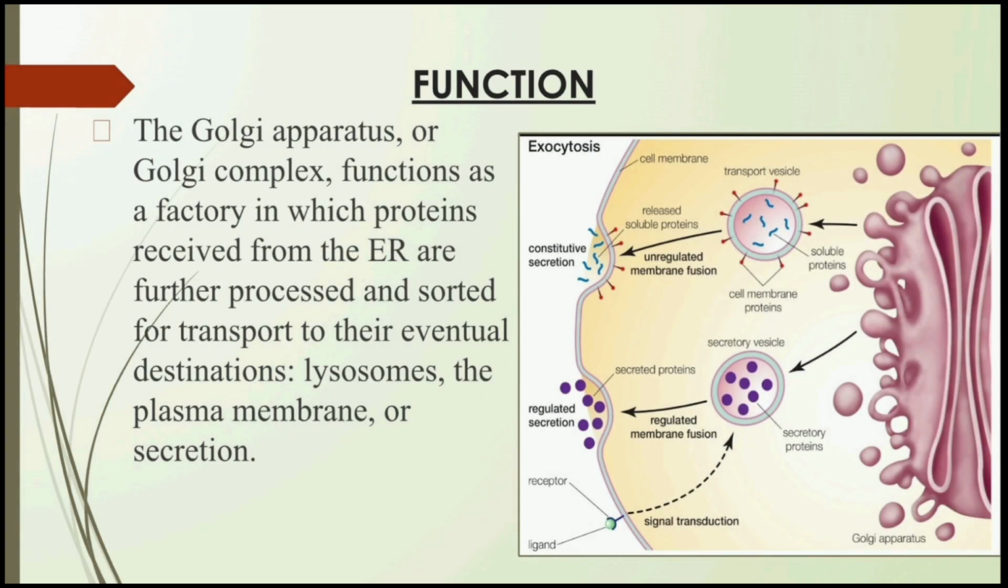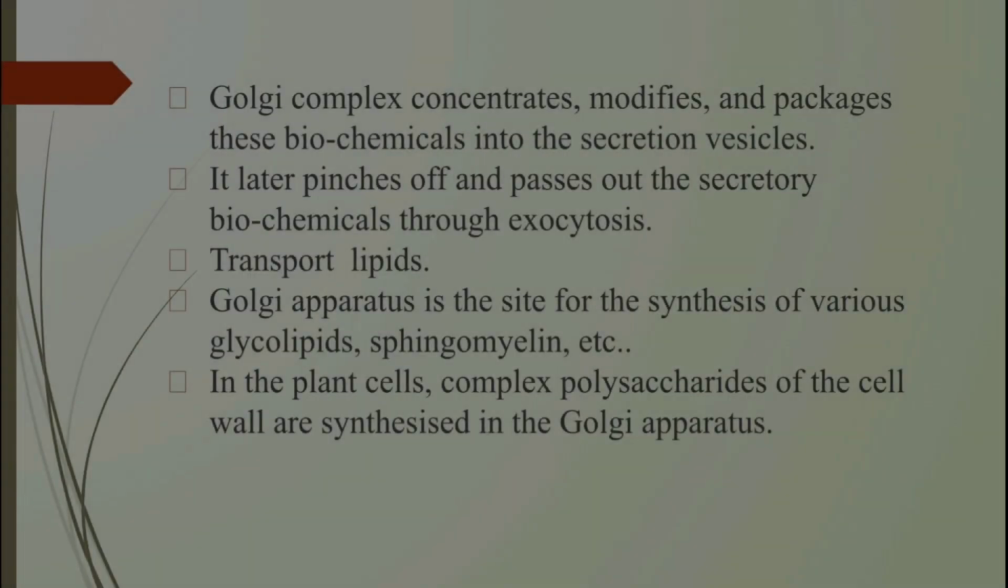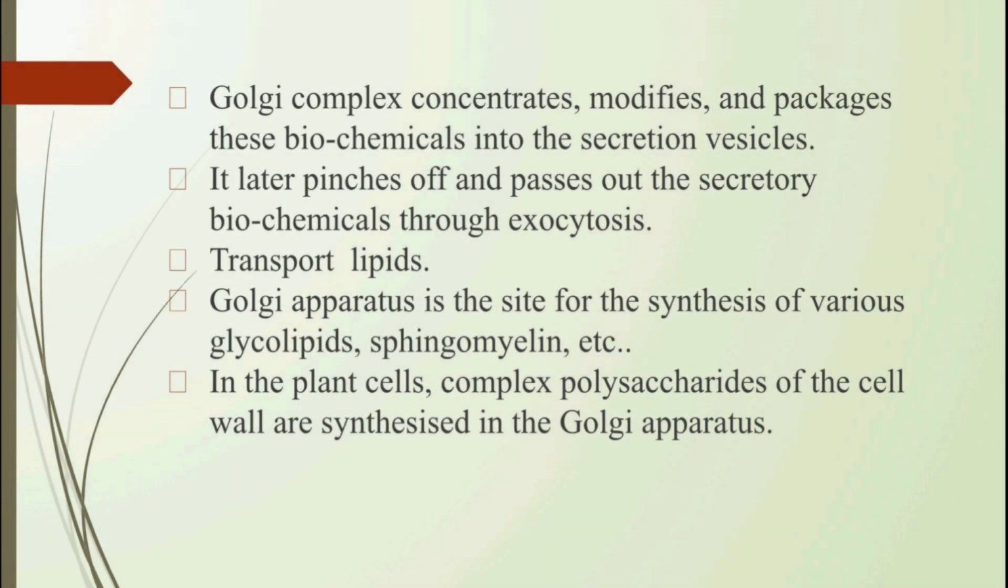Next, functions of Golgi complex. It functions as a factory in which proteins received from the endoplasmic reticulum are further processed and sorted to transport to their eventual destinations. Secreted biochemicals are later pinched off and passed out through exocytosis. The Golgi complex also helps in transporting the lipids. It is the site for the synthesis of various glycoproteins. In the plant cells, the Golgi apparatus synthesizes complex polysaccharides.